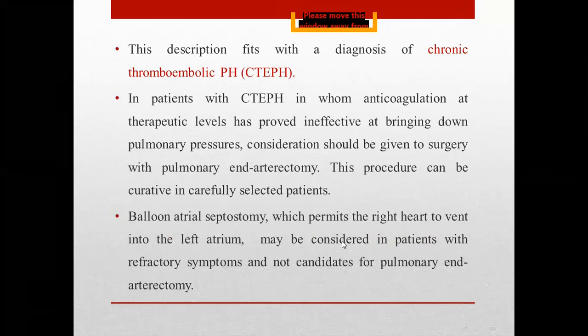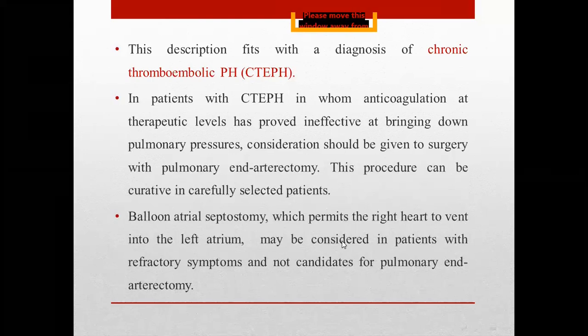Of course, the first line of treatment is anticoagulation. But if the patient is persistent on the anticoagulation and her symptoms are not improving, she must be offered the chance for having pulmonary endarterectomy, weighing the benefits and the risks of the surgery. Of course, it is a huge surgery and carries a high mortality risk, but on the other hand, it is a curative surgery. Okay.